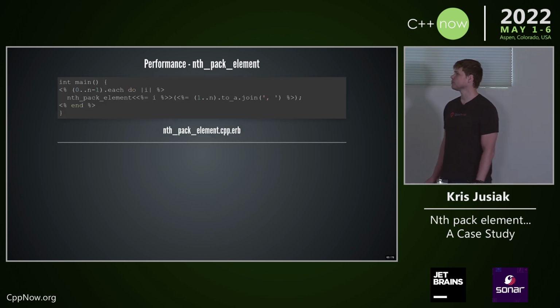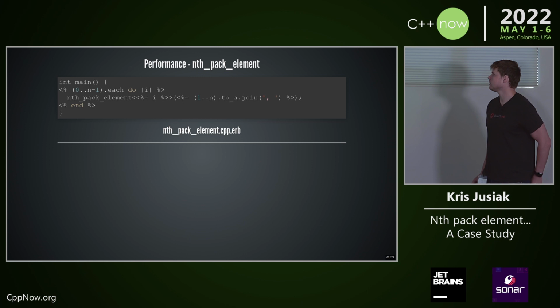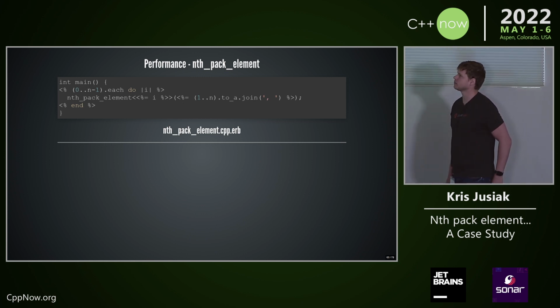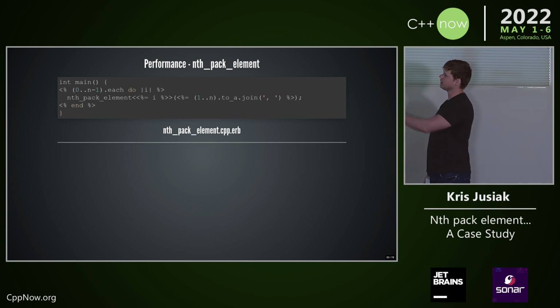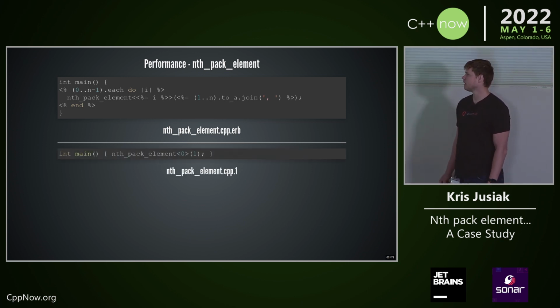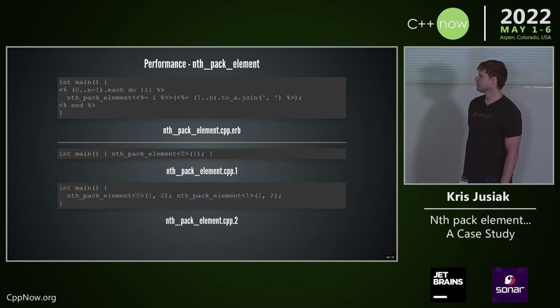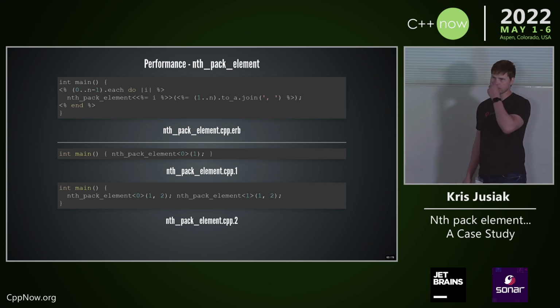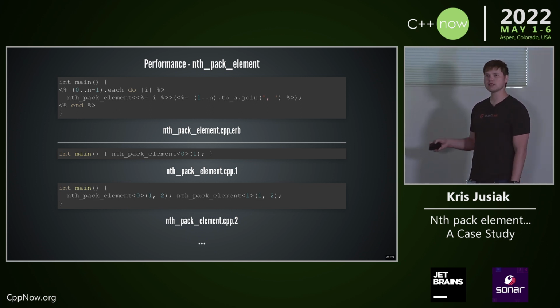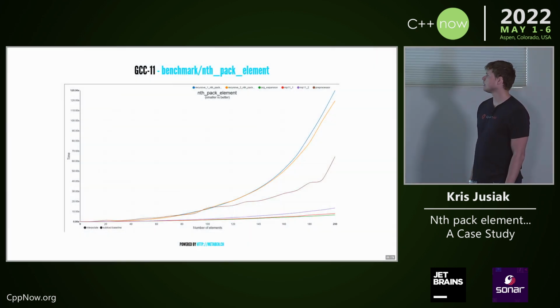And how will we do the benchmarking? We'll use MetaBench from Louis Dionne. So that's Ruby generating the code for nth pack element with n elements. Like you write this ERB file, and that will generate cpp1, cpp2, and so on. And we'll measure the compilation times of those. Make sense? Okay.